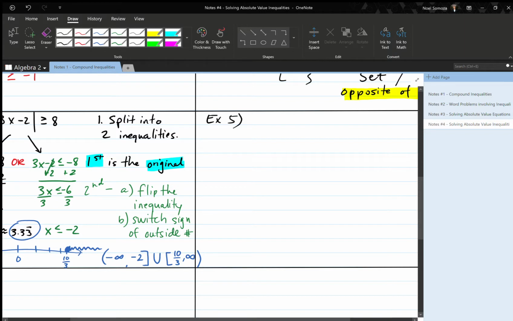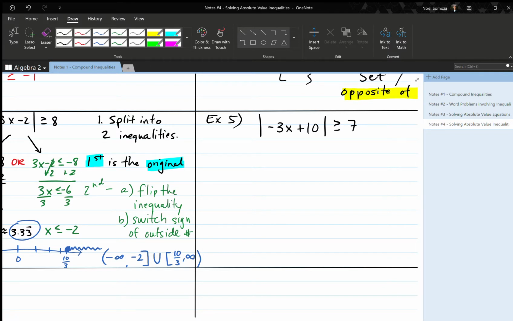Go ahead, do it on the whiteboards first. When you have it, show me. Recognize what type it's going to be based on the direction of the arrow of the inequality, and that'll tell you where to go from there.